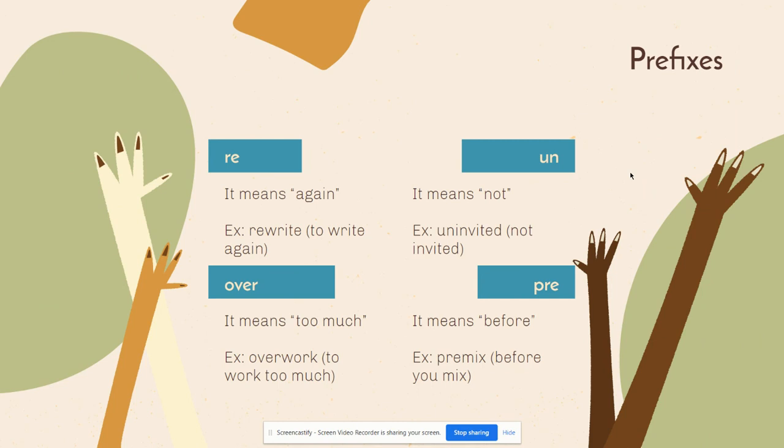Okay, so that was a little Black History Month lesson. We will be talking more about this in the coming days. But for now, we are going to be going into the prefixes.